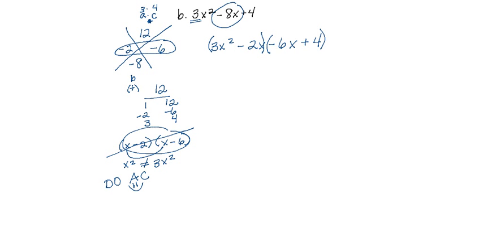So if I do this, I can take out an x from the first one, it looks like, and what does that leave me with? It leaves me with 3x minus 2. And what comes out of that second one?